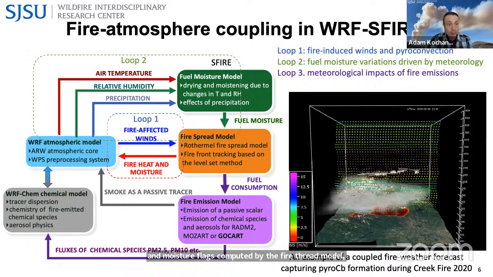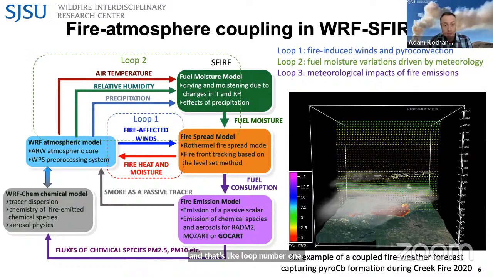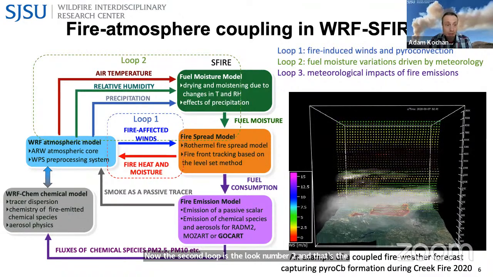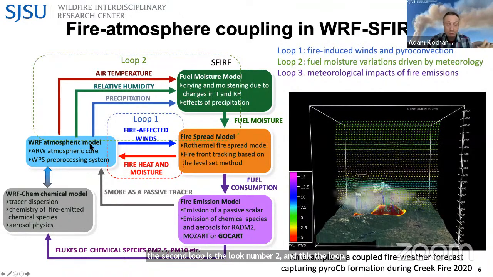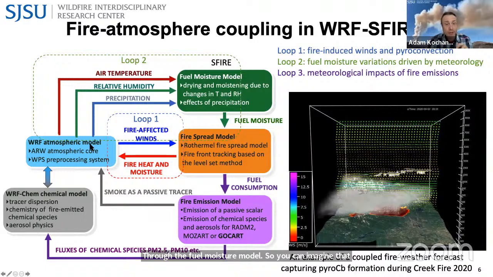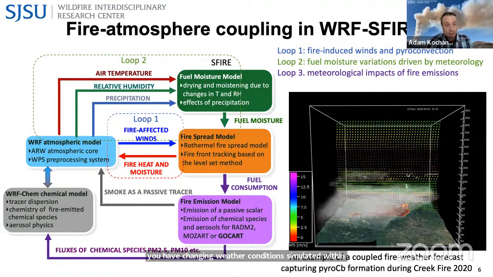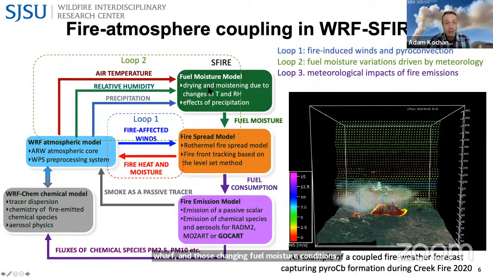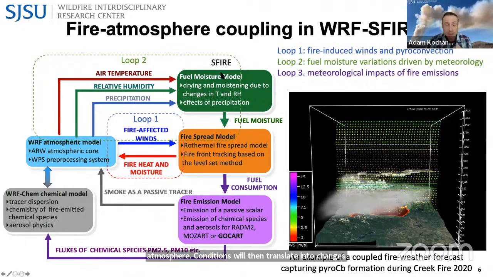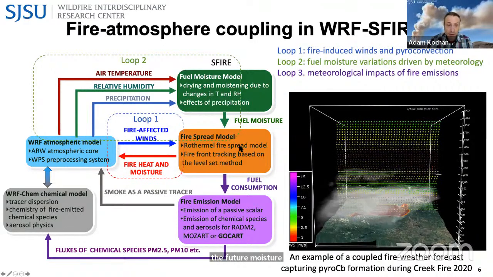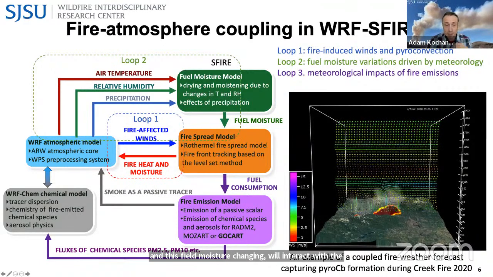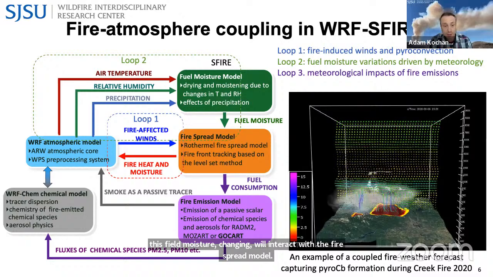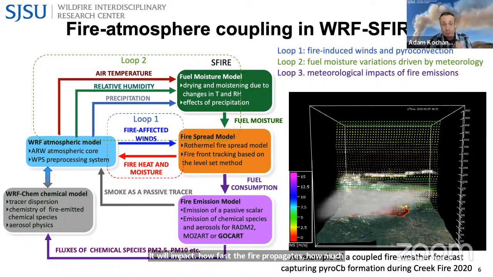Now, loop number 2 is the loop through the fuel moisture model. You can imagine that you have changing weather conditions simulated within WRF, and those changing atmospheric conditions will then translate into changes in the fuel moisture, and this changing fuel moisture will interact with the fire spread model. It will impact how fast the fire propagates and how much emissions we have. So that's the second loop, through the fuel moisture.